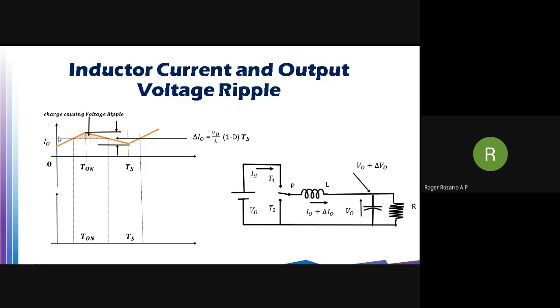One is the DC current and the other one is the high frequency current. The high frequency current is given by the shaded region, and this is the average current I0. This is the high frequency current. The high frequency current flows through this capacitor, resulting in a ripple del V0, and this DC current flows through the load R.